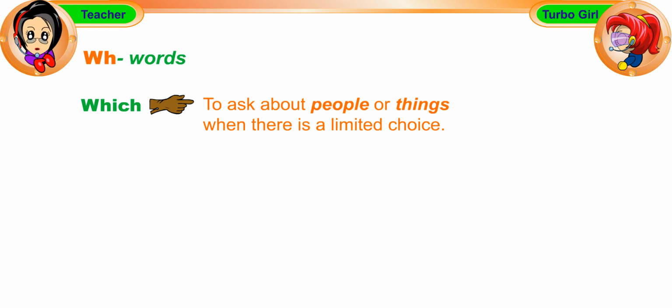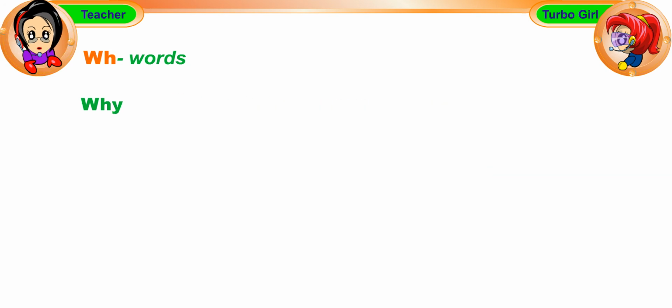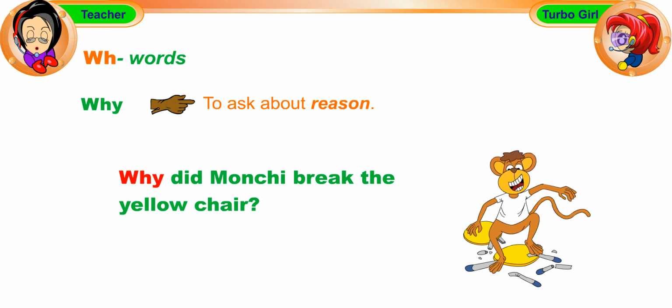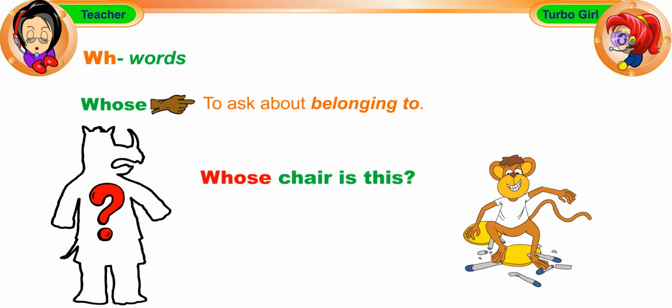For example, which chair did Monchi break? We usually use why to ask about reason. For example, why did Monchi break the yellow chair? We usually use whose to ask about belonging to. For example, whose chair is this?